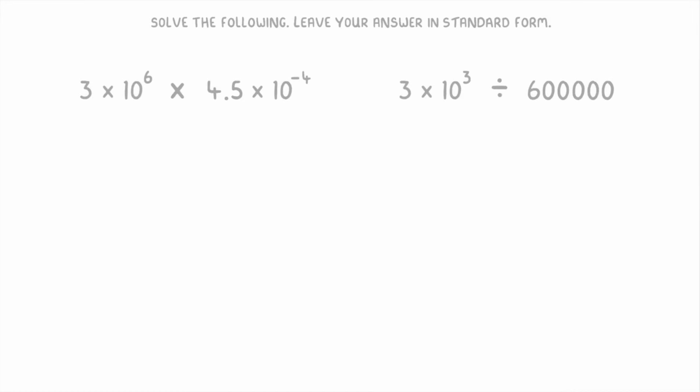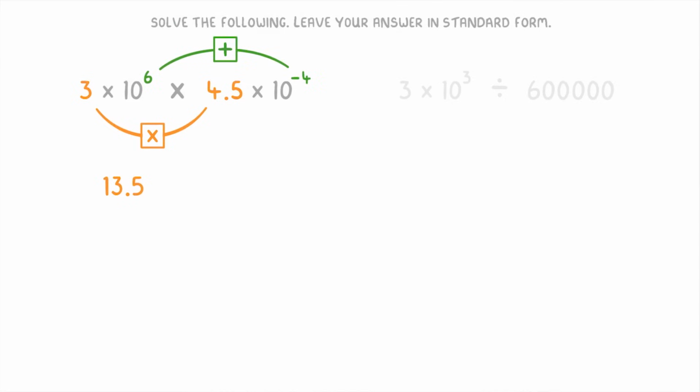Let's have a go this time at two slightly harder ones, and this time we need to leave our answers in standard form. For this first one, we're multiplying 3 times 10 to the 6 by 4.5 times 10 to the power of negative 4. So first, you multiply 3 by 4.5 to get 13.5, and then add 6 and negative 4 together to get positive 2. This gives us 13.5 times 10 to the power of 2.